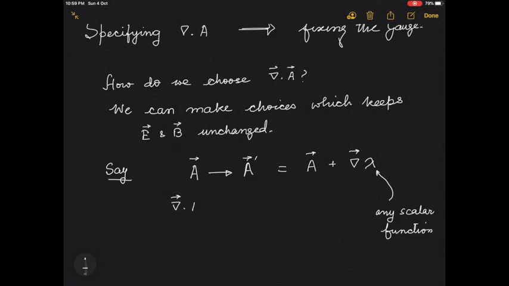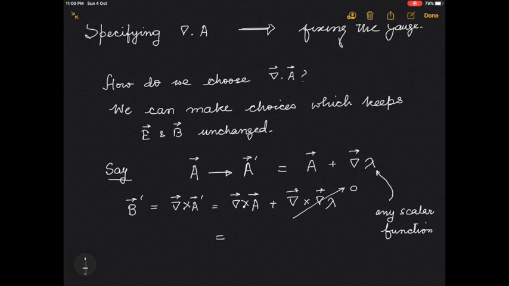Why can I do that? Well, if I calculate curl of A prime, which is my B prime, because A has changed to A prime, to calculate B prime, I have to do curl of that. So this is curl of A plus curl of gradient of lambda. But you know that curl of gradient of lambda is 0, that we discussed earlier. So this is just curl of A, which is B. So this transformation keeps B unchanged.